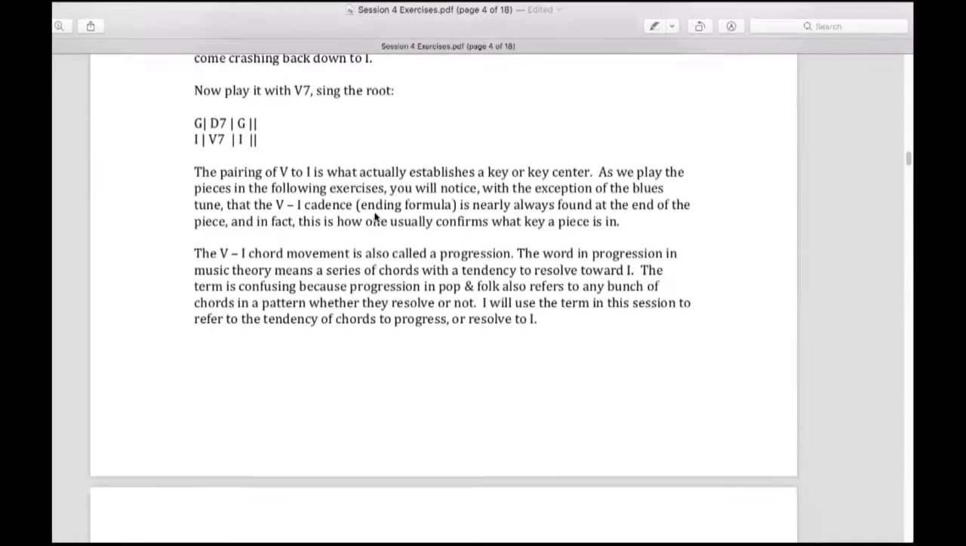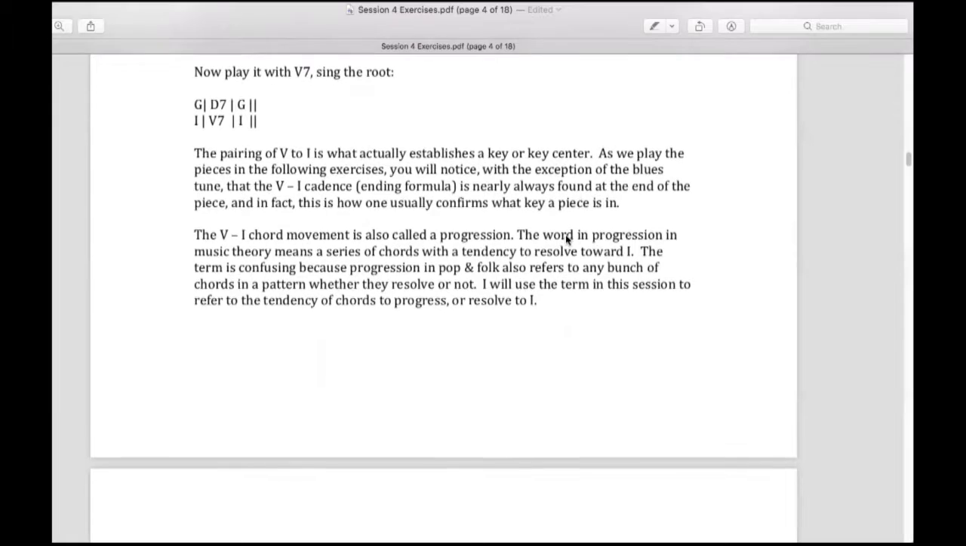This pairing of 5 to 1 is what actually establishes a key or a key center. As we play the pieces in the following exercise, you'll notice that with the exception of the blues tune, the 5/1 cadence, the ending formula, is nearly always found at the end of the piece. And in fact, this is how one usually confirms what key a piece is in. The 5/1 movement is called a progression.